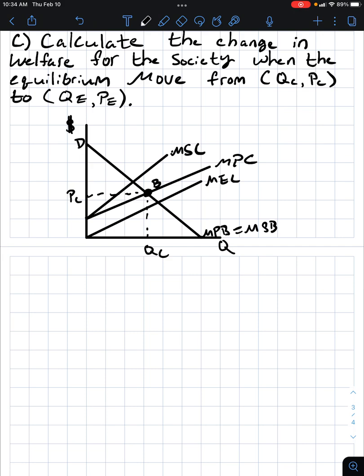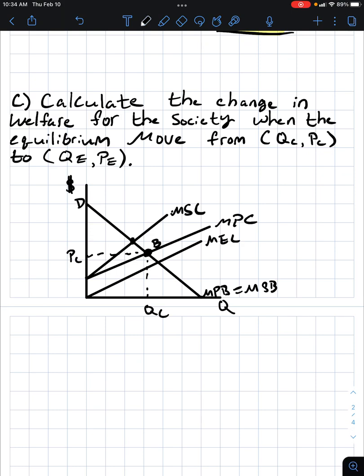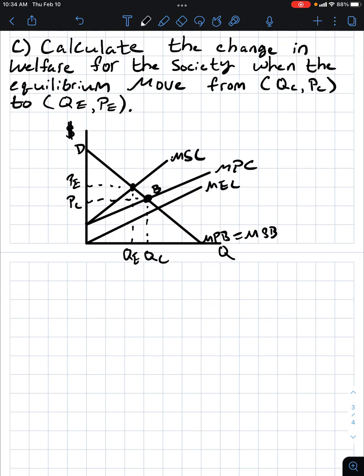we'll have our QC and PC labeled. And then remember our efficient equilibrium is where our marginal social cost is equal to our marginal social benefit. So this point right here, go down and across. We get QE and we get PE. And we can label this point as E.